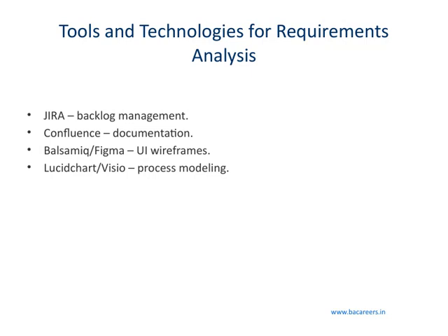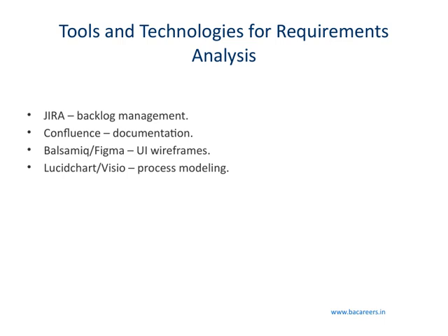Let's take a look at some of the essential tools and technologies that support requirements analysis. First up is JIRA, which is widely used for backlog management. It helps teams organize, prioritize, and track tasks efficiently throughout the project lifecycle. Next, we have Confluence, a powerful tool for documentation, where teams can create, share, and collaborate on requirements and project details in one centralized place.